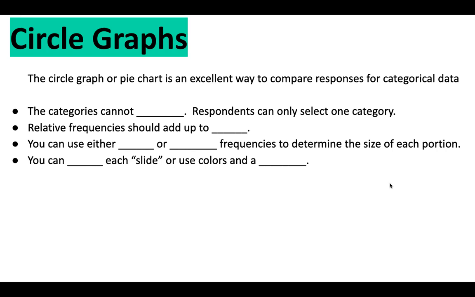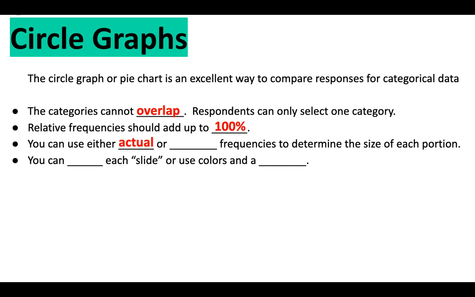So another graph that we can make for categorical data is a circle graph or a pie chart. It's a great way to compare the responses for categorical data. With a circle graph or a pie chart, the categories cannot overlap, which means we cannot have a survey where respondents can select more than one category. With a pie chart or circle graph, we have to have it add up to 100%. So when we look at our percentages that are in each category, they should add up to 100%. So we have to make sure the categories don't overlap, that respondents can only select one category.